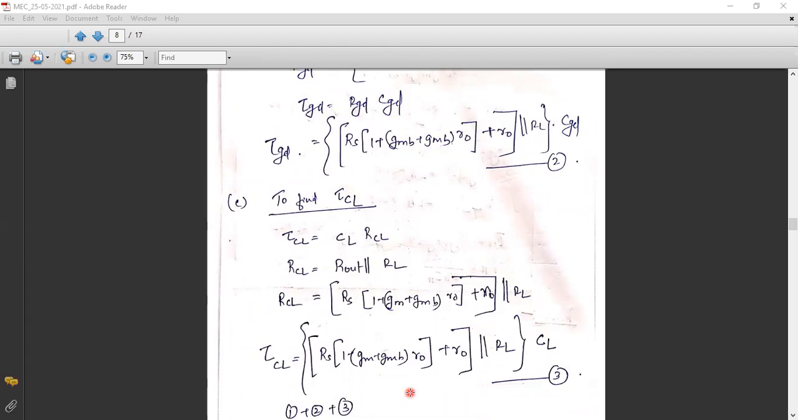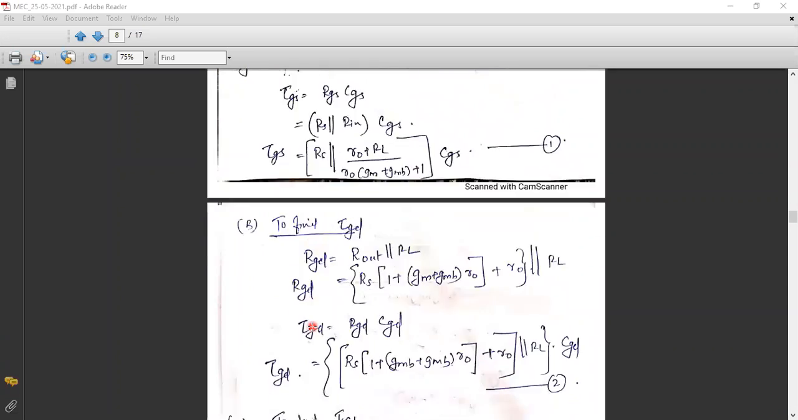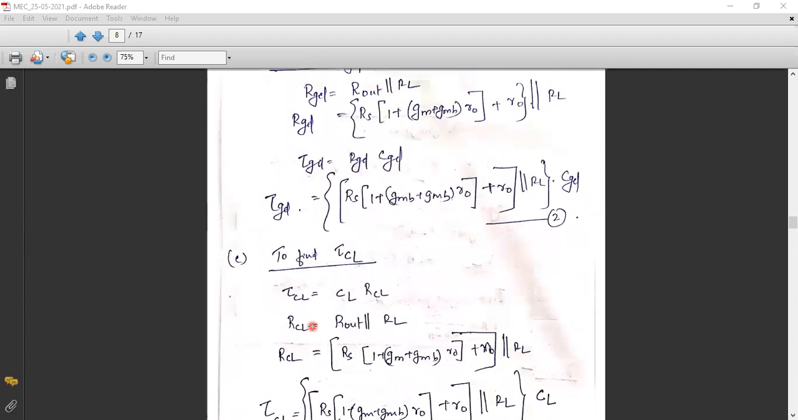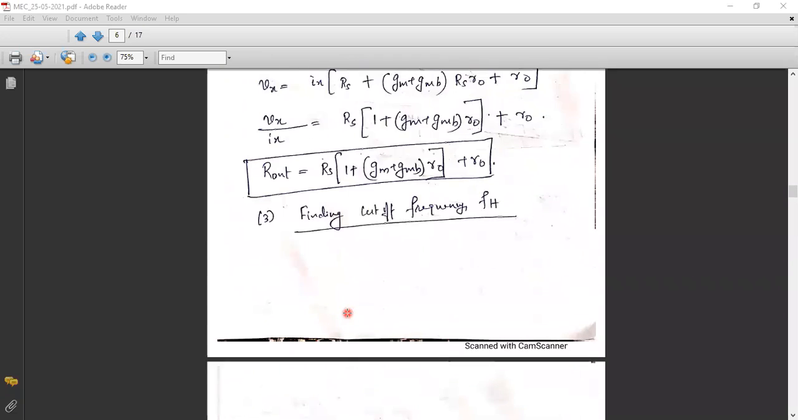So please remember, in order to find the cutoff frequency FH of a common gate amplifier with the active load, you have to find the expression for input resistance and output resistance, because they will be playing an important role in finding RGD as well as RCL, even RGS also. So all the time constants are directly dependent on input and output resistance. So you have to remember the expressions of input and output resistance.